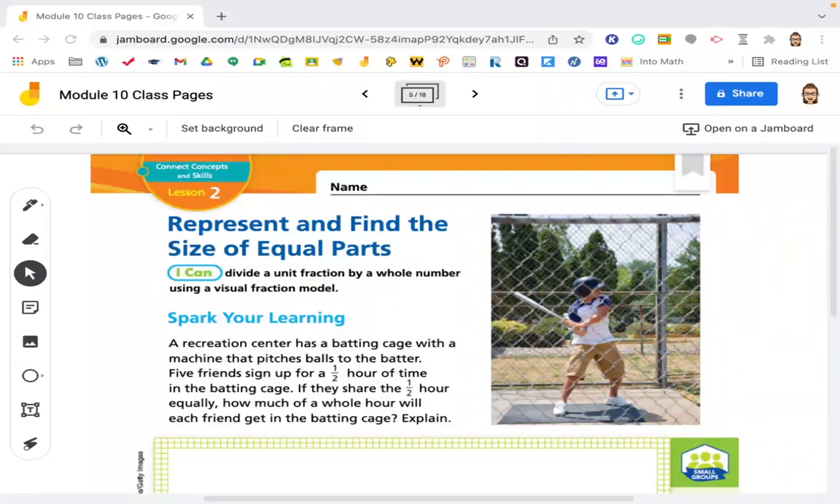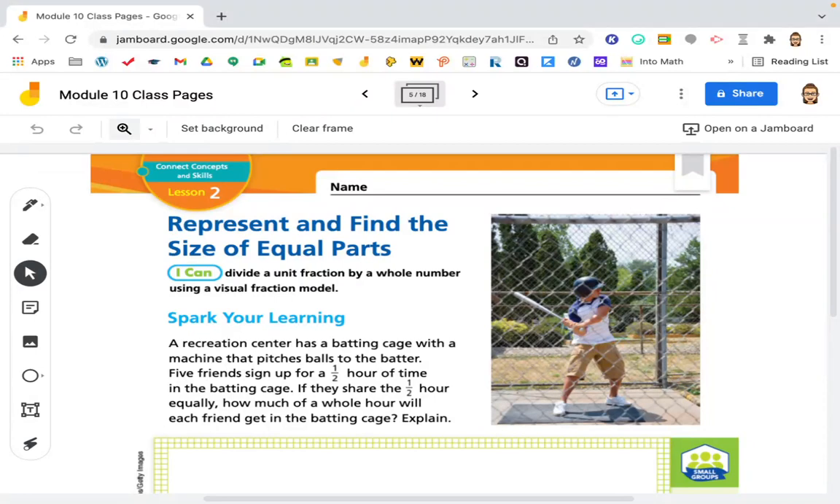Hello, mathematicians. Today we are looking at Module 10, Lesson 2, which is all about representing and finding the size of equal parts. And hopefully by the end of this lesson, you'll be able to divide a unit fraction by a whole number using a visual model.